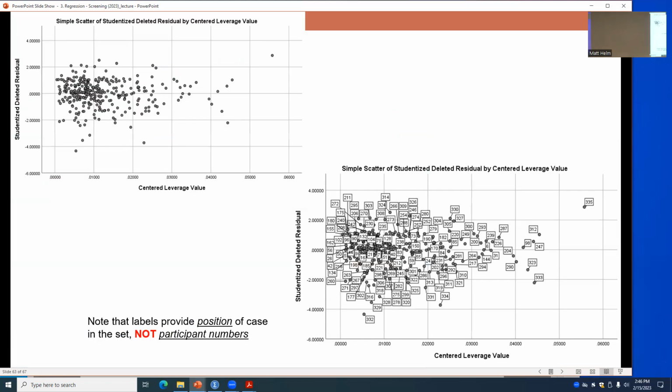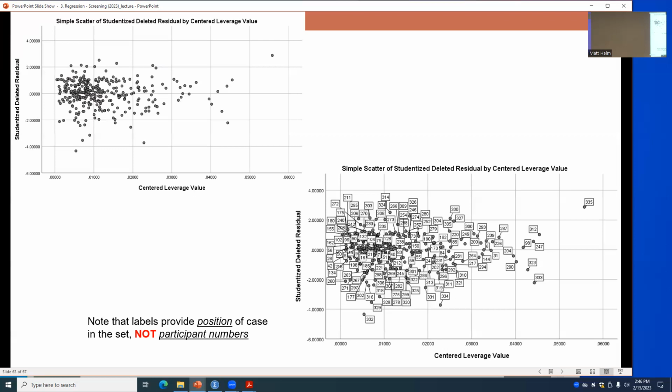So here we've got a version of the plot that just has your dots. The problem with this is that if I'm interested in figuring out what case that is, I can say, okay, it's going to be whatever my highest leverage value is. I can sort through and figure out by process of elimination what case that is, so I can flag it. In SPSS, you can also attach labels to these. And we'll show you how to do this.